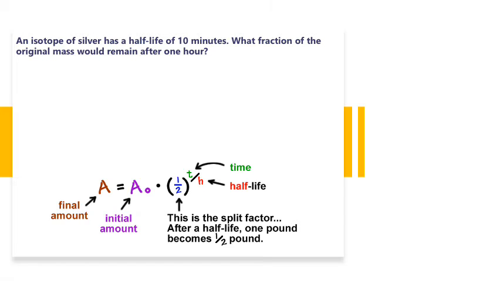On the screen I have the half-life equation, but we're not going to use that for this one. I'm actually going to show you a different way to do it. This problem says an isotope of silver has a half-life of 10 minutes. What fraction of the original mass will remain after 1 hour? Okay, so we know the final time is an hour.